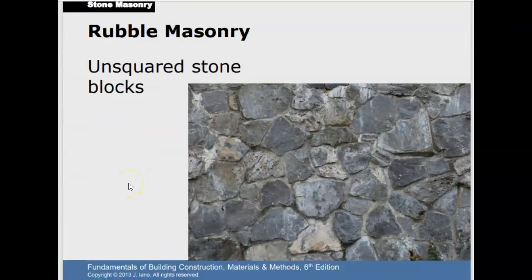Ashlar masonry is squared stone blocks. And rubble masonry, they're just unsquared stone. Whatever they got out of the pit, they may finish the face surface, so it's not completely unquarried. They may just do one side and then try and fit everything in there as they begin their stack.